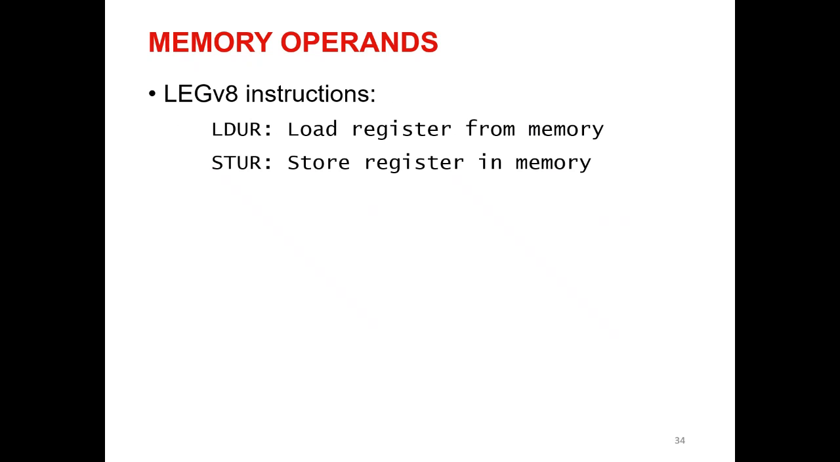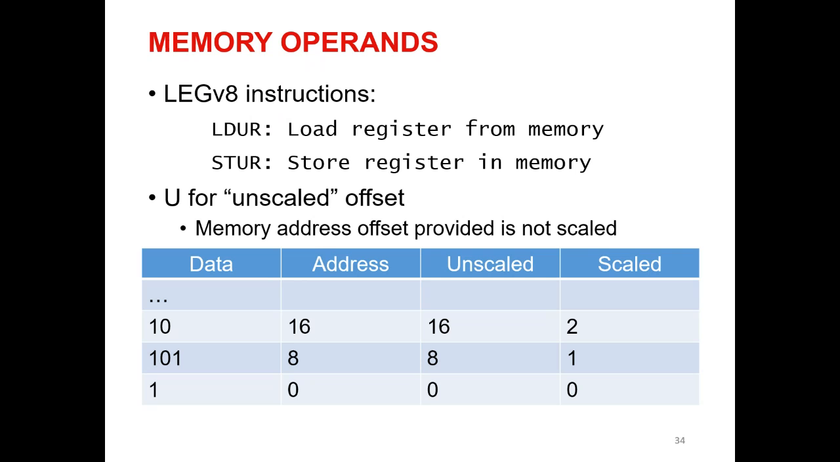In order to load a register from memory and store it in memory, we have these two instructions. The U here in these instructions is from unscaled, and this is what I have just mentioned regarding the addresses. Unscaled means that you need to provide the correct address. So you cannot say address 0, address 1, address 2. You need to multiply it by 8 in order to scale it to the terms that LEGv8 uses.